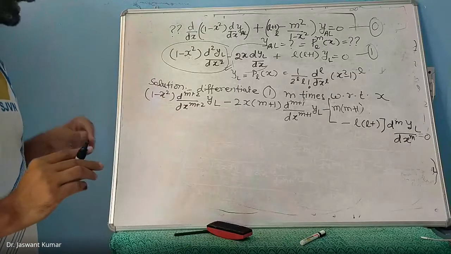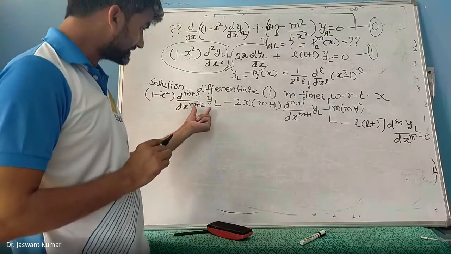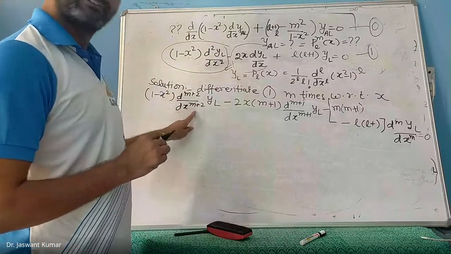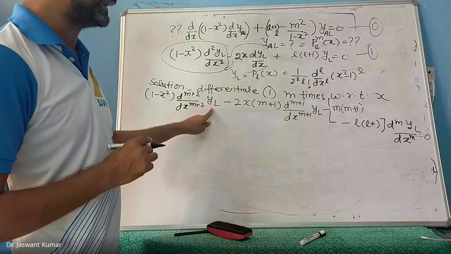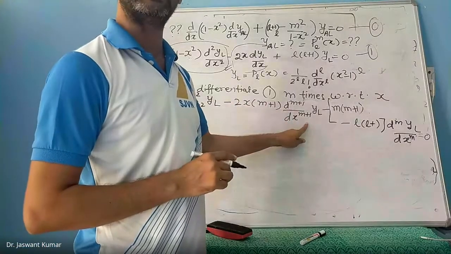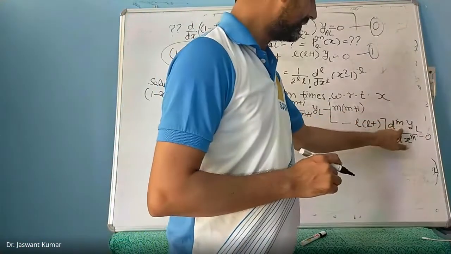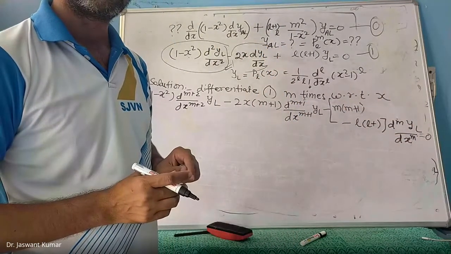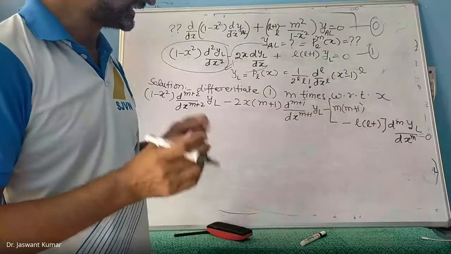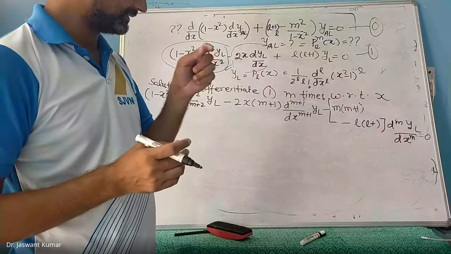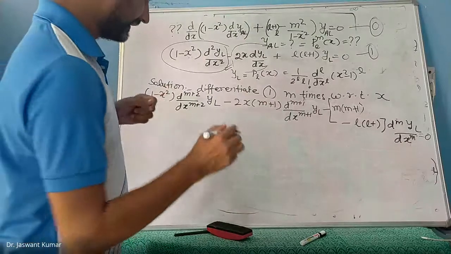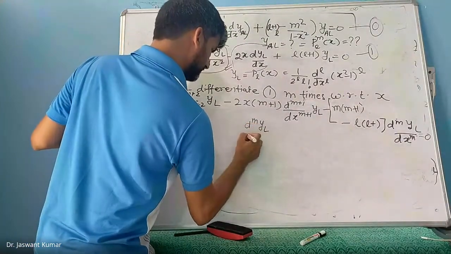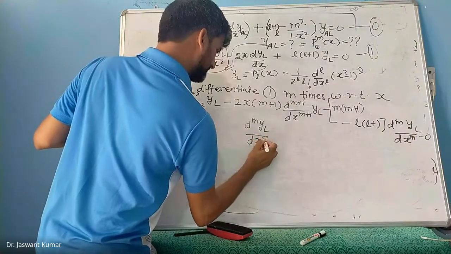Okay. Now, see, this is two derivatives more than m of yl. This is one derivative more than m of yl. This is m derivatives of yl. So let us be a little poor and write dm of yl by dxm equal to some u.